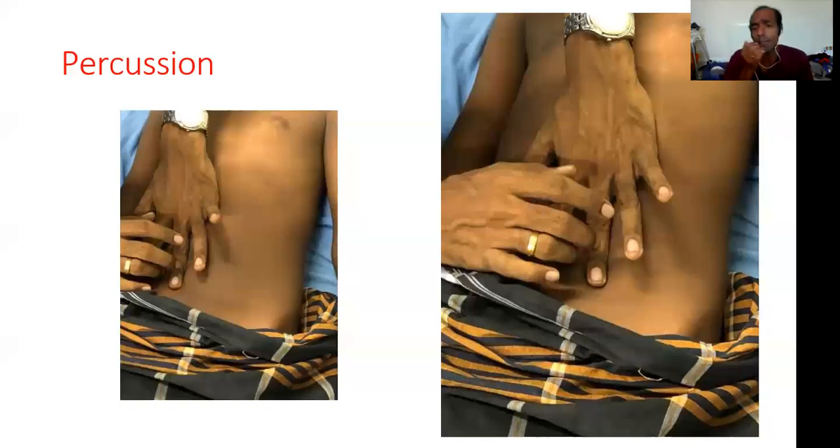And also remember that abdominal percussion should be soft percussion. So write this down if you forget. It should be soft percussion. And you should be able to hear the sound. So you bring your ear close to the abdomen and use a very soft percussion.